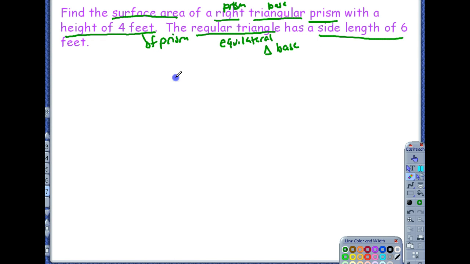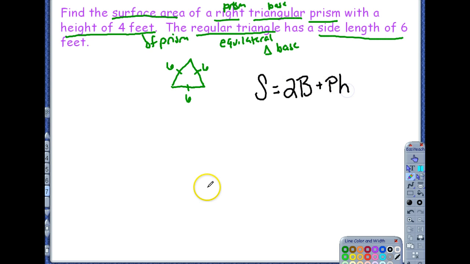So I'm going to just draw the base. Oh, that's a really beautiful triangle right here. It's equilateral, so we know all the sides are congruent, and they all are 6. Okay. We know surface area. What's that formula again, Mrs. Palermo? Okay, surface area equals 2 times the base area plus the perimeter of the base times the height of the prism.